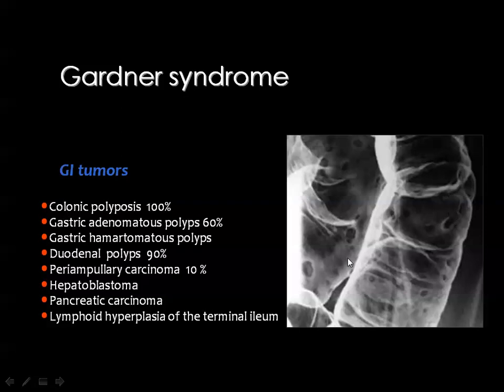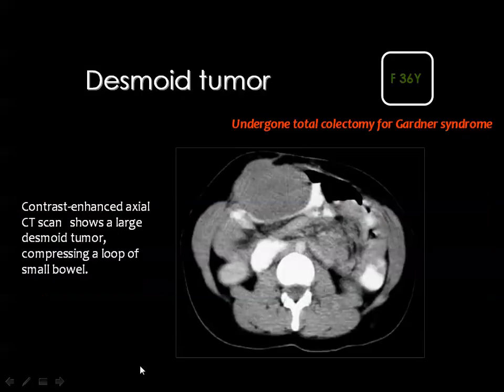You see these are too many polyps near the splenic flexure of the colon. The Gardner syndrome includes the presence of colonic polyps in all of the cases, gastric polyps in 60% of the cases, gastric hamartomatous polyps, duodenal polyps, periampullary carcinoma, hepatoblastoma, pancreatic carcinoma, lymphoid hyperplasia of the terminal ileum. And desmoid tumors are also one of the manifestations of this Gardner syndrome.